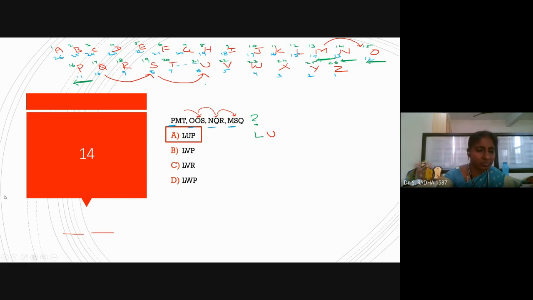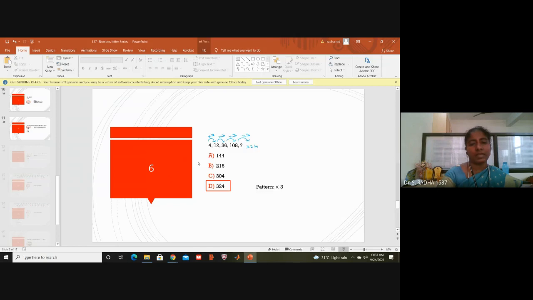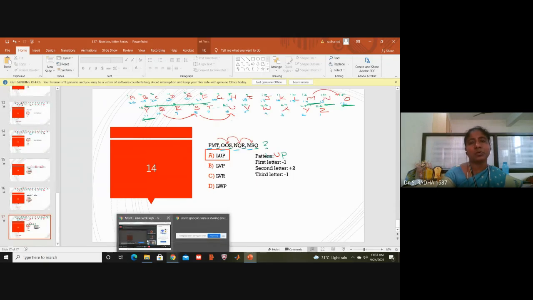If you check the last letter also, what logic is followed? T, S, R, Q, it is coming backward. In the alphabets, it is T, S, R, Q. The next letter is P, in the backward direction. So LUP is the answer. This is about letter series. We have seen some questions on number series, some questions on letter series.